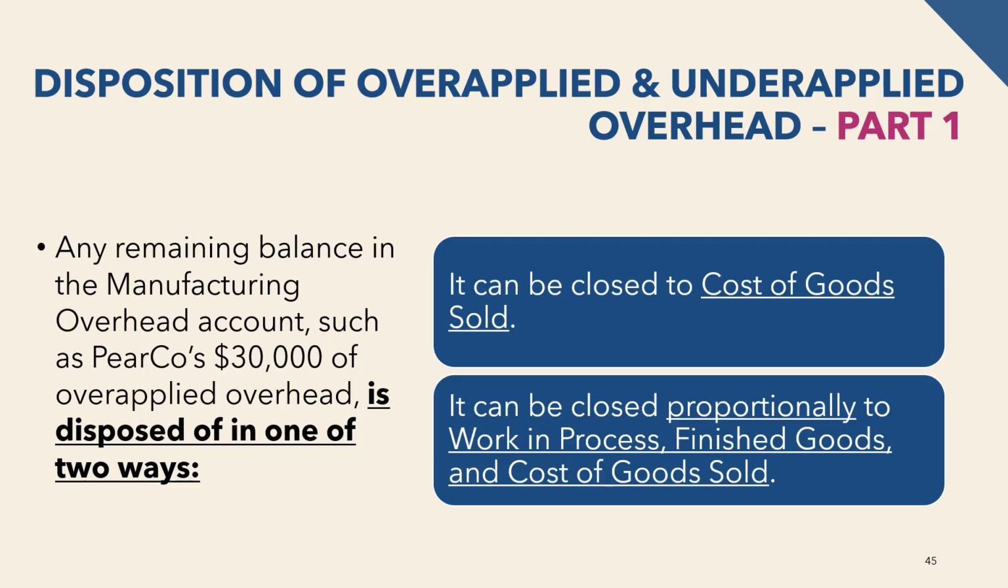Any remaining balance in the manufacturing overhead account, such as peer company's $30,000 of over-applied overhead, is disposed of in one of two ways. The first way is that it can be closed to cost of goods sold, or it can be closed proportionally to work in process, finished goods, and cost of goods sold.